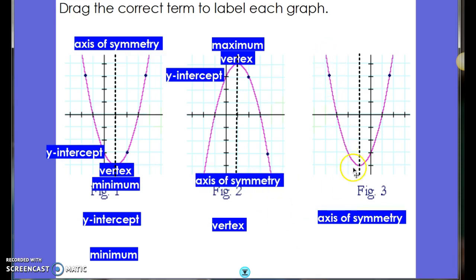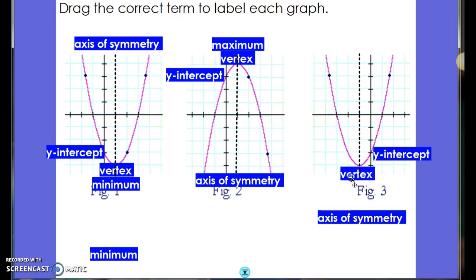Then one final graph. We are going to label our y-intercept again first. Your y-intercept is where the graph crosses the y-axis. So it's going to be this point right here, (0, -3). My parabola opens up, so my vertex is my lowest point on my graph. And since it opens up, I also have a minimum value. And finally, my axis of symmetry is my vertical line that cuts my parabola in half.